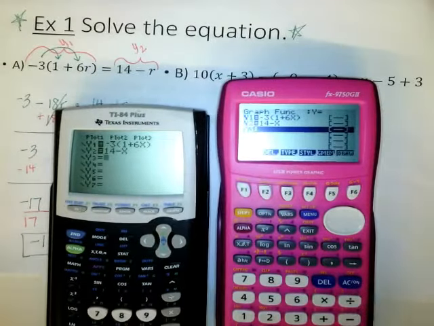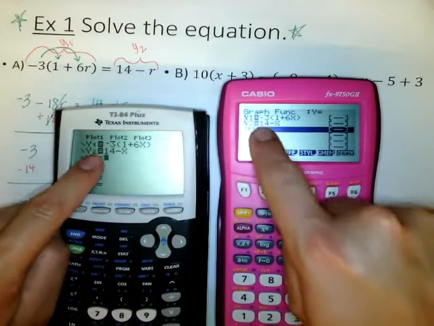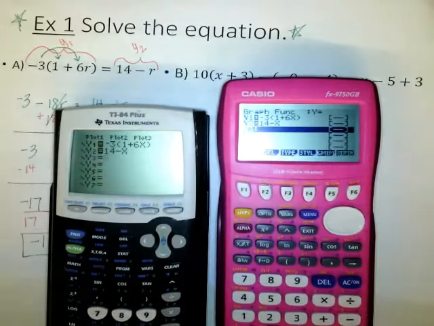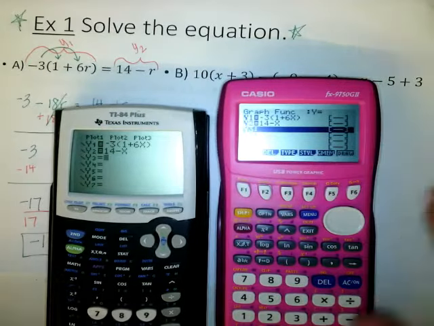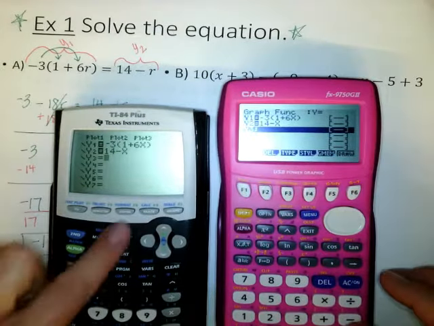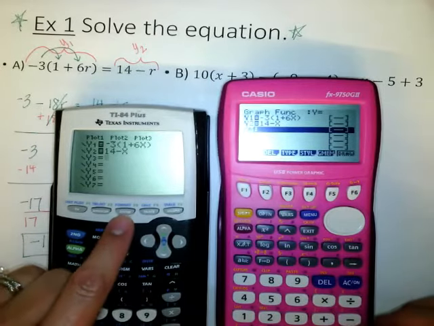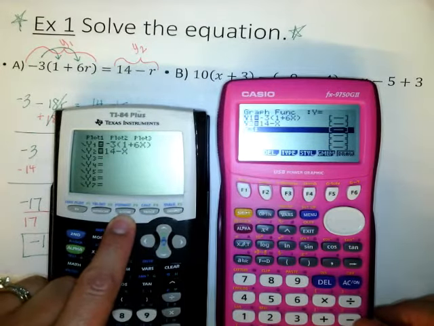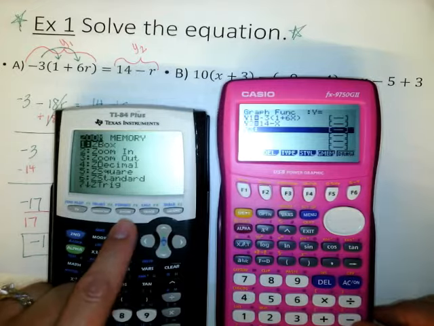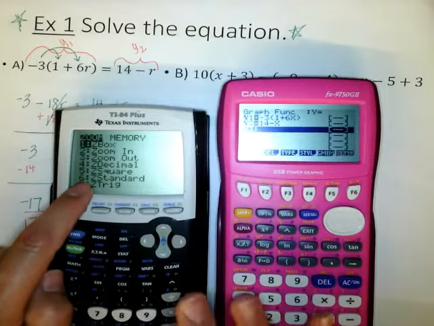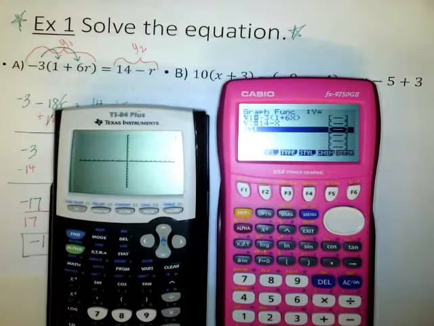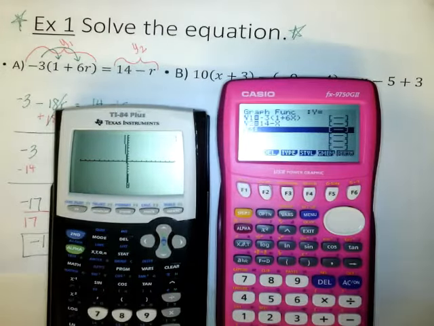All right. You'll notice, you see the similarities here. Both equal signs are highlighted. That means you're going to see the graphs. Okay. And so for the TI, zoom is a great button to know. You're going to do zoom standard. This is a standard window, so zoom 6 is a standard window. And that's going to graph that on a regular negative 10 to 10 window.